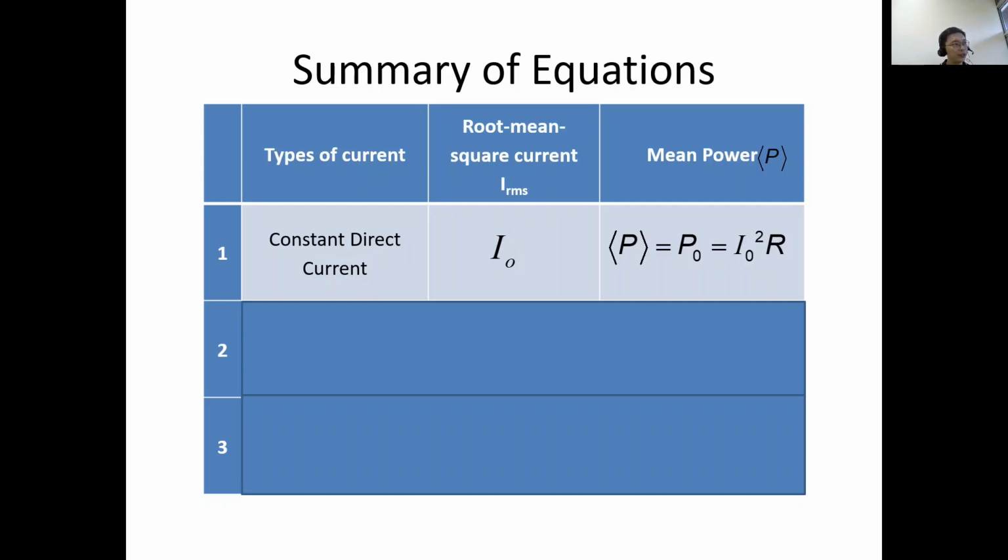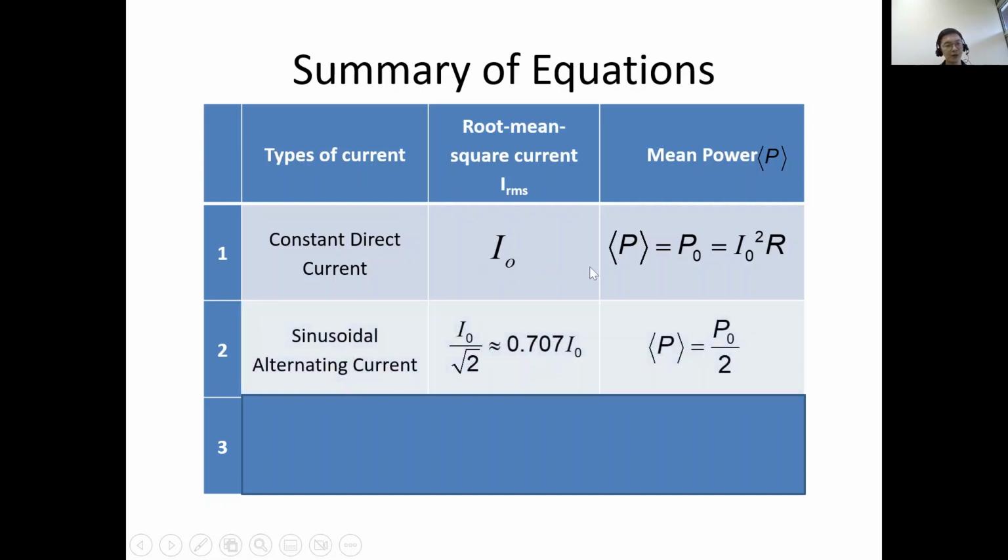With this, we come to the end of part 4 of this chapter, and we learned these two things. First, for direct current, average power is just the max power, which is I naught squared R. We assume that the DC has a constant current of I naught. We also learned that for the sinusoidal AC current, the root mean square current is I naught over square root 2, and the mean power is max power divided by 2.